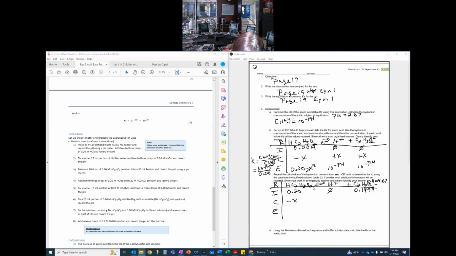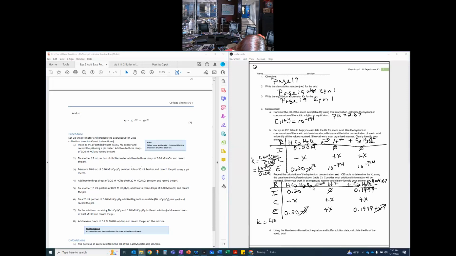Now, we're still going to get a negative X here, a positive X there, and a plus X here. And that makes my equilibrium here 0.20 minus X, and here 0.1999 plus X. We assume that the X is small compared to both of those concentrations, and then we go through and calculate the K again.